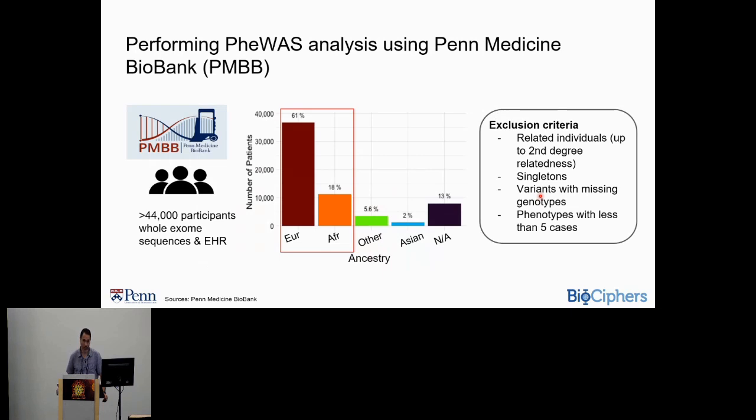So then there's the question of whether those are also functional in terms of what we see in terms of phenotypes. So we turn to the Penn Medicine Biobank. That's close to 50,000 participants now, where we have all exome sequences and all their electronic health records for all their phenotypes. It's highly diverse, and we focused on the African and European population. We do some exclusion, as you can see here on the slide, for some variants and related individuals, etc. Then we look for associations.